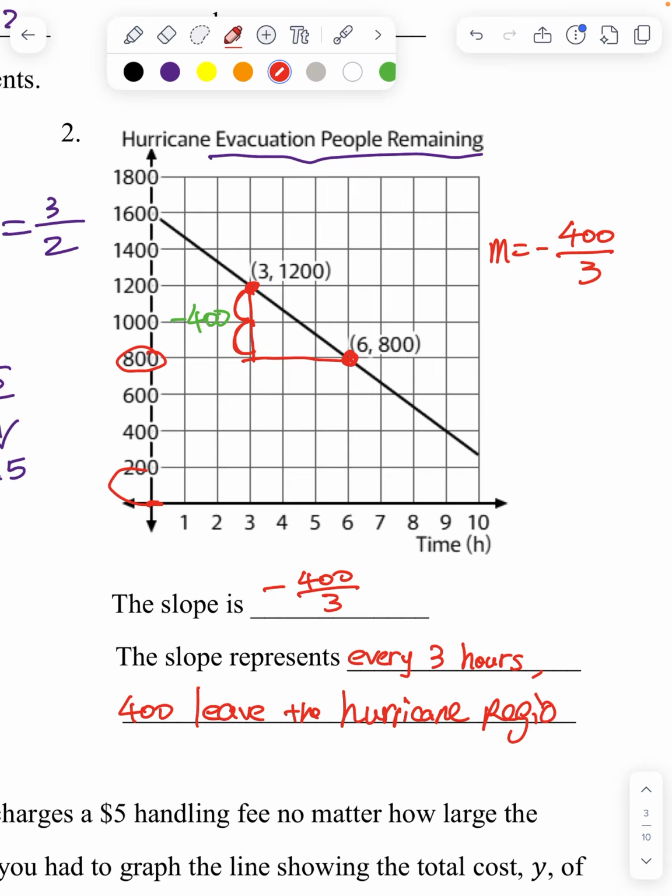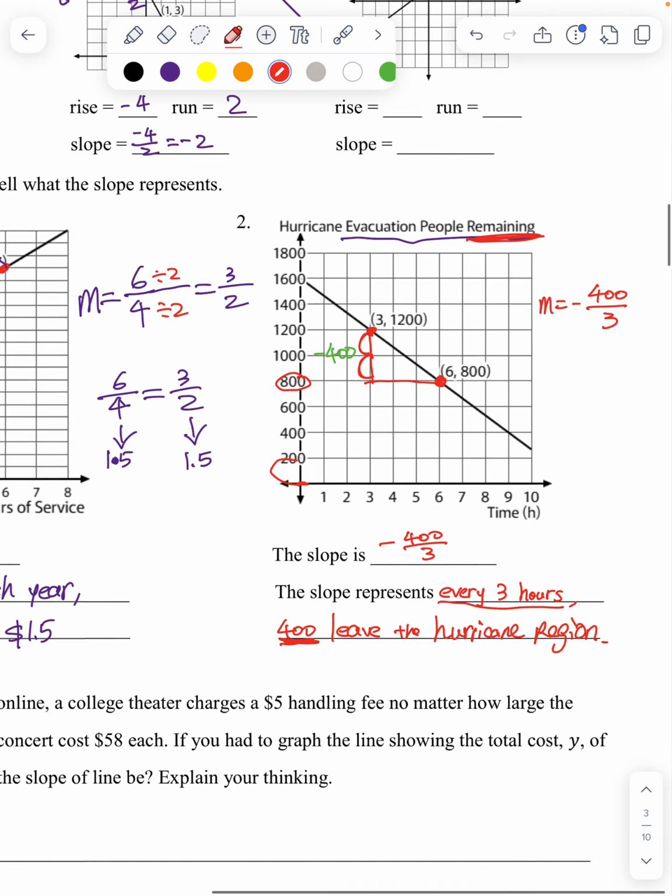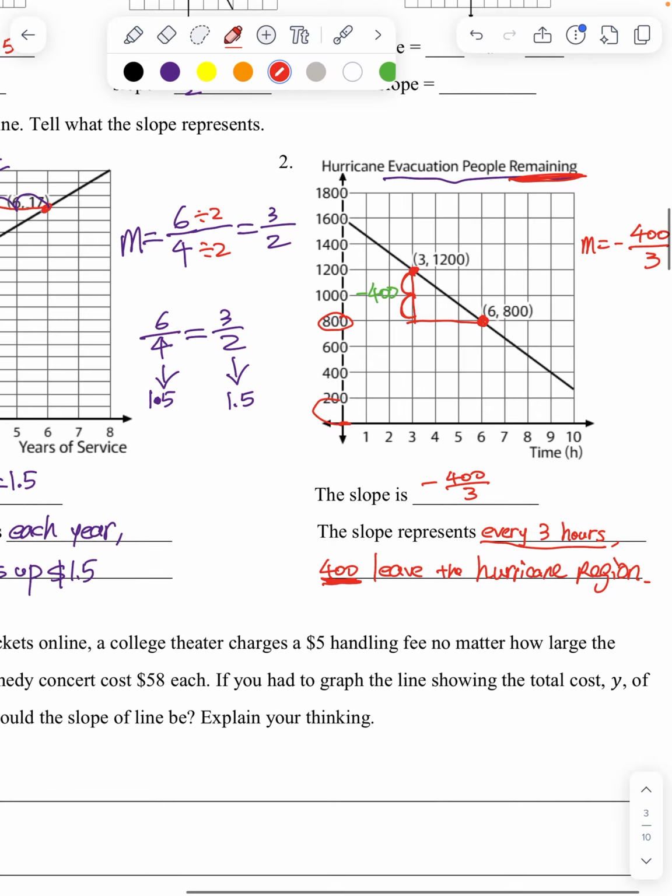City, or we don't know. Region, right? Or you can say every 3 hours there will be 400 fewer people remaining. Yeah, people don't want to stay there. Yeah, so every 3 hours, 400 people gone. Yeah, moved to some safer place. Use your own words, okay? Your English is better than mine.